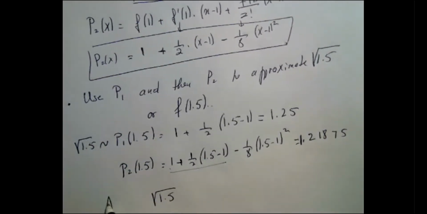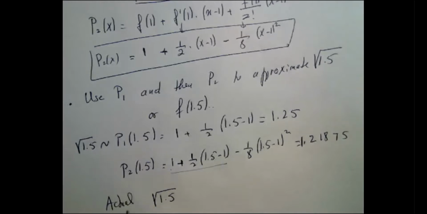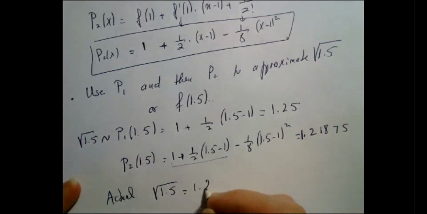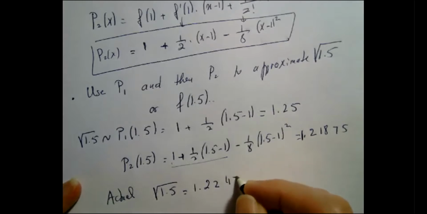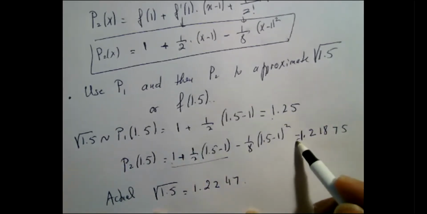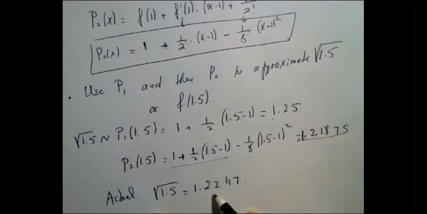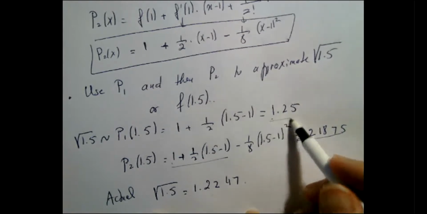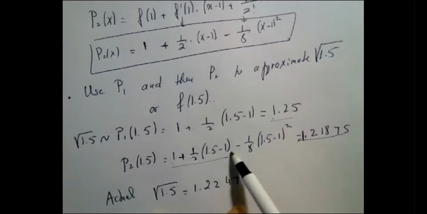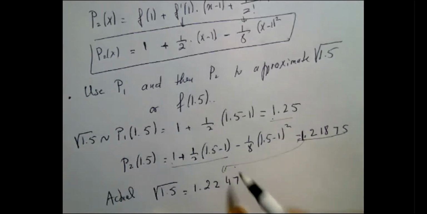Now the actual value, it means the one I'm picking up from the calculator, is actually 1.2247. So we can see that, of course, the second degree approximates better than the first one. And it's not too bad. I only use very few computations to be able to approximate the function.